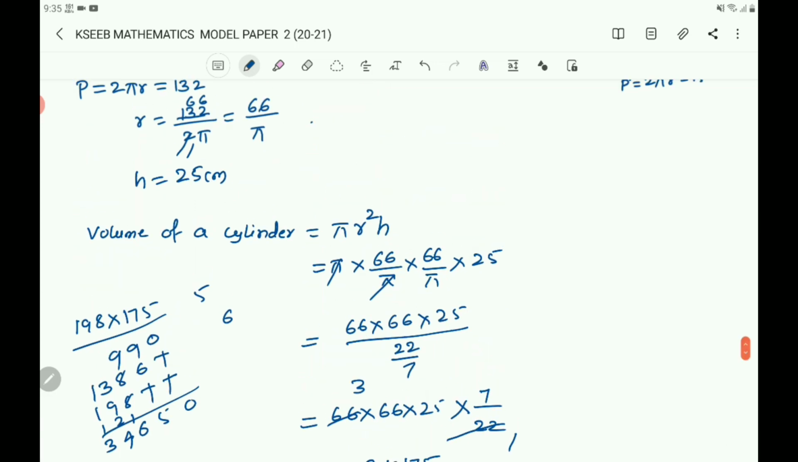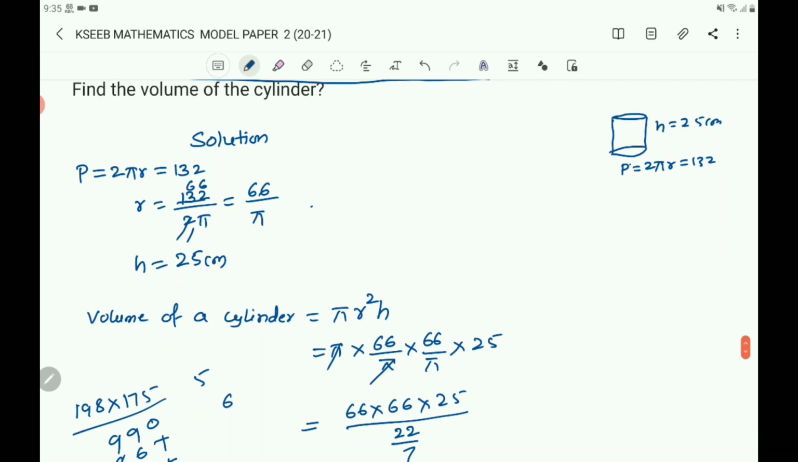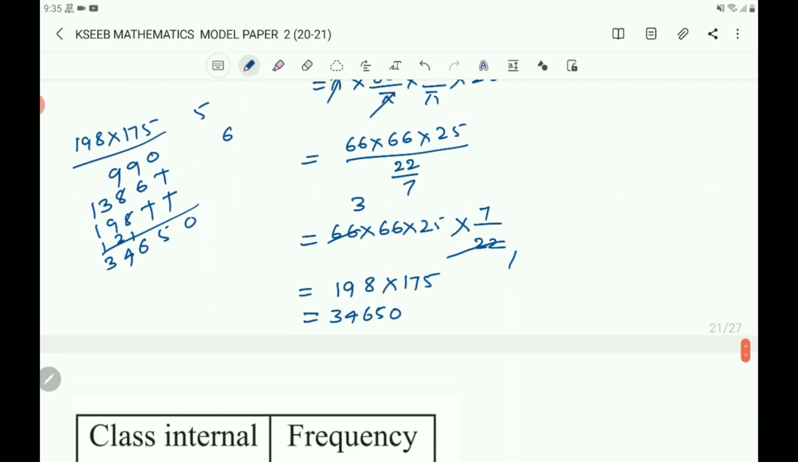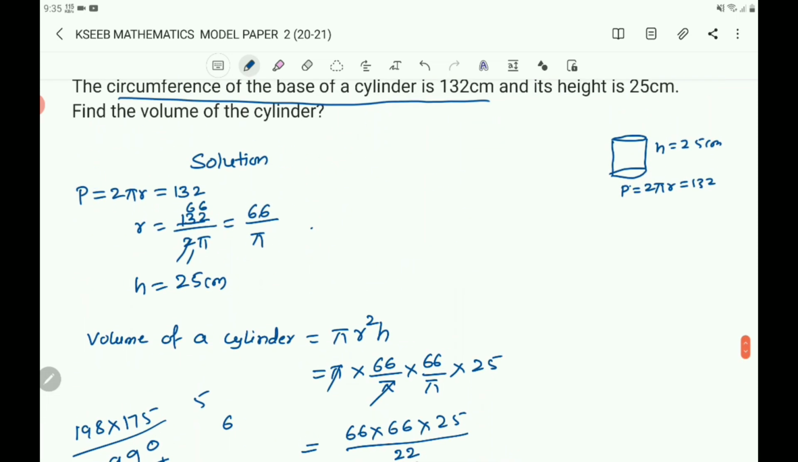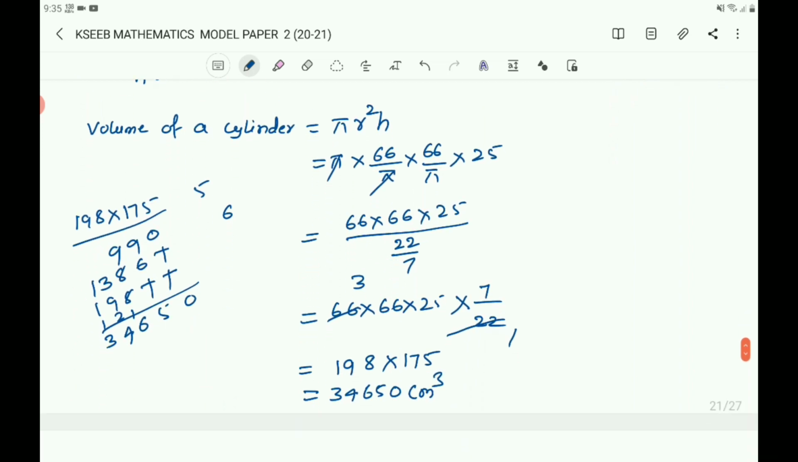34650. What is it? It is cm. So you write cm cube. The volume of the cylinder is how much? 34,650 cm cube.